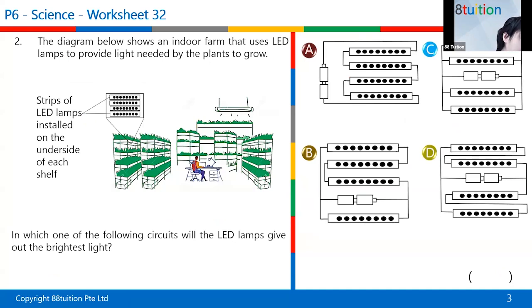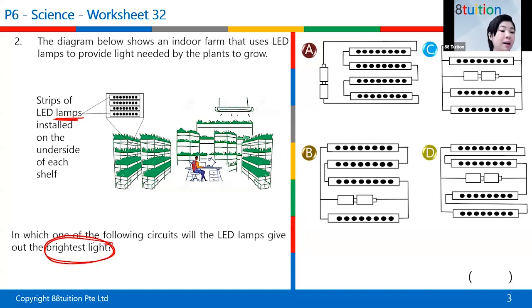The diagram below shows an indoor farm that uses LED lights to provide light needed for plants to grow. In which one of the following circuits will the LED lamps give out the brightest light? So here, instead of natural sunlight, we are using light from these lamps to allow the plants to photosynthesize. So we want the circuit that will emit the brightest light.